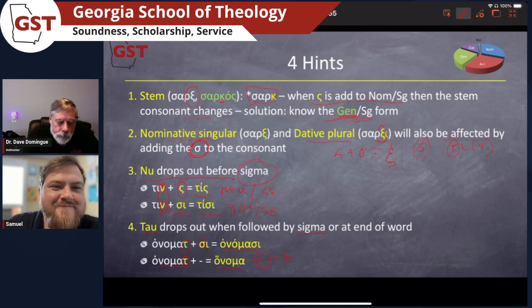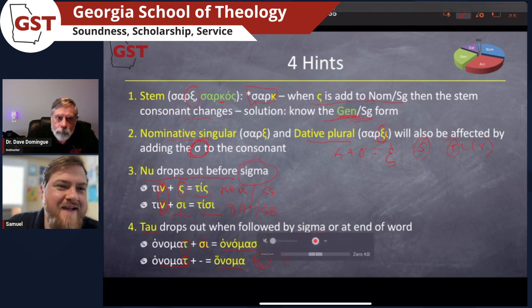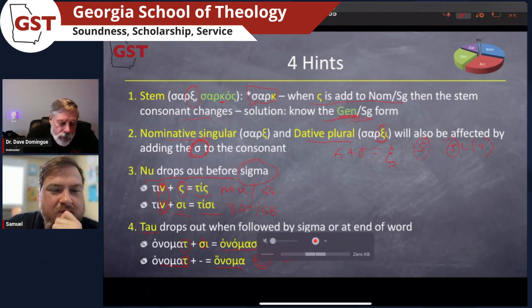Make sense? If you can recognize these, it's so weird that they put the tau at the end of it, but we're going to get rid of that at the end. Well, it's important to know, because basically this is the stem with the tau.